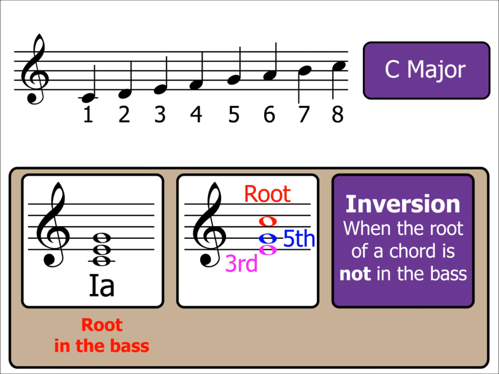Because the third is at the bottom and not the root, which you remember is the C highlighted red here, we can say that this chord is an inversion of chord 1. We still write 1 or I to represent that it is chord 1, but we place a letter B next to it to show that the third is at the bottom. So an A means root position, whereas B means that the third is at the bottom.